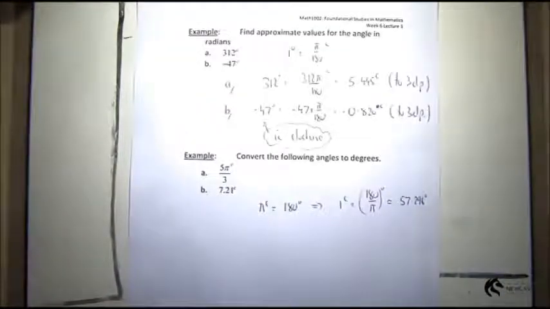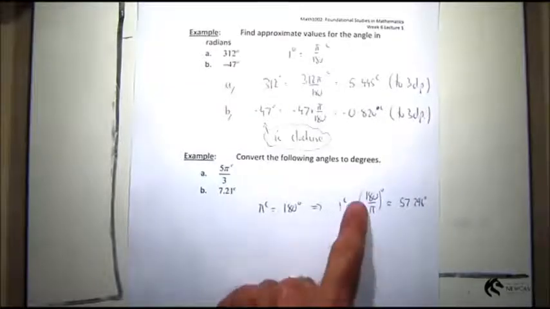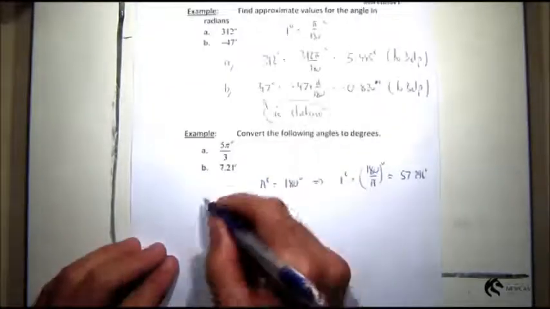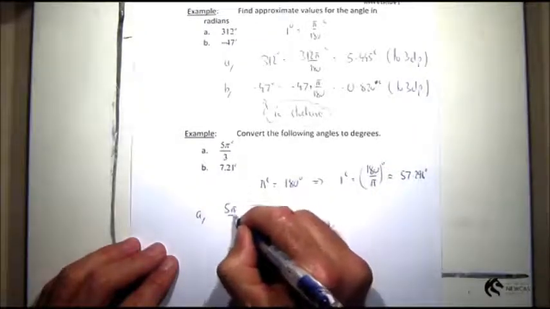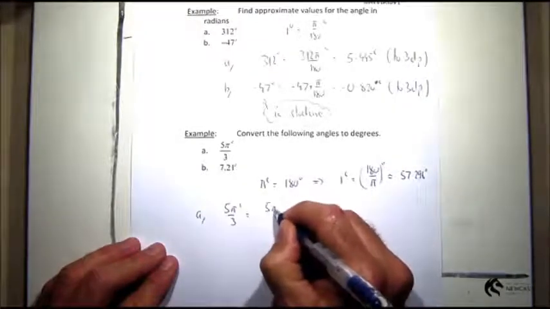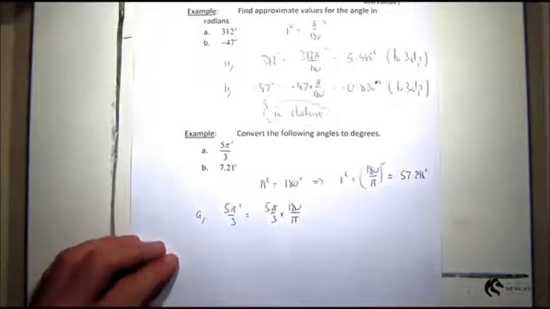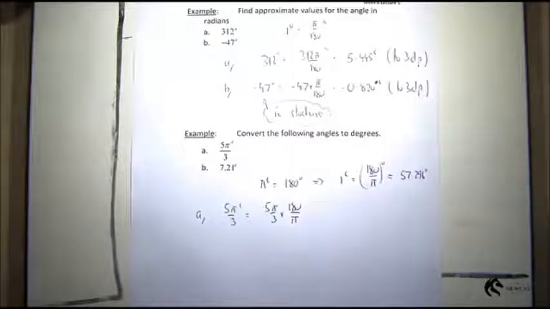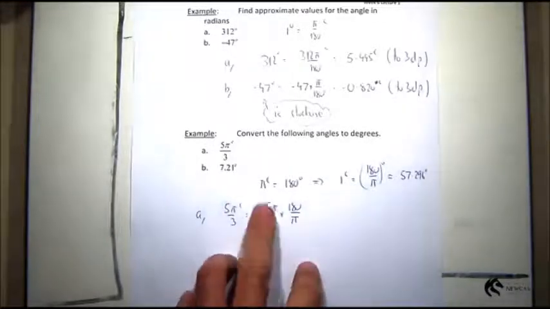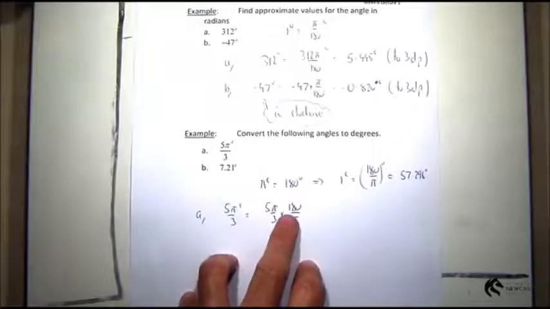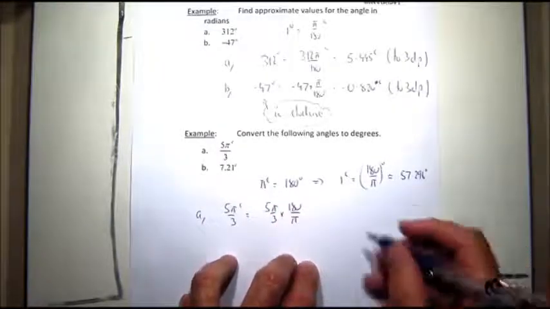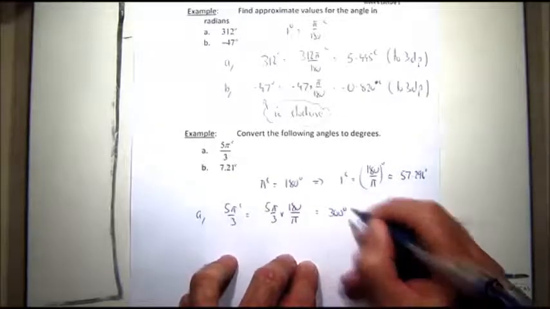So let me put that back over here. If 1 radian is 180 on pi, then 5 pi on 3 radians is 5 pi on 3 times 180 divided by pi degrees. And you see, in this case, the pi's cancel out quite neatly. 3 into 180 is 60. 5 60s are 300. So that converts to 300 degrees.